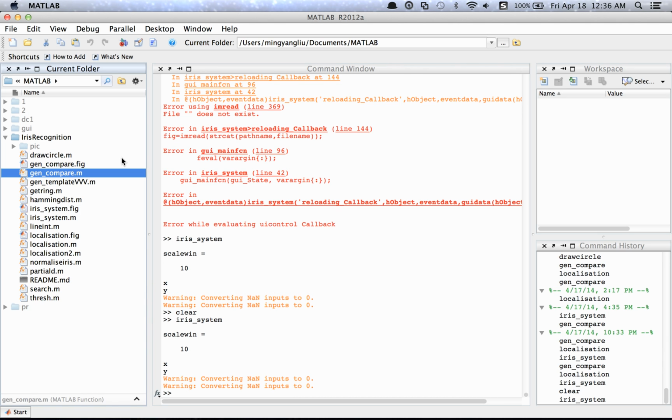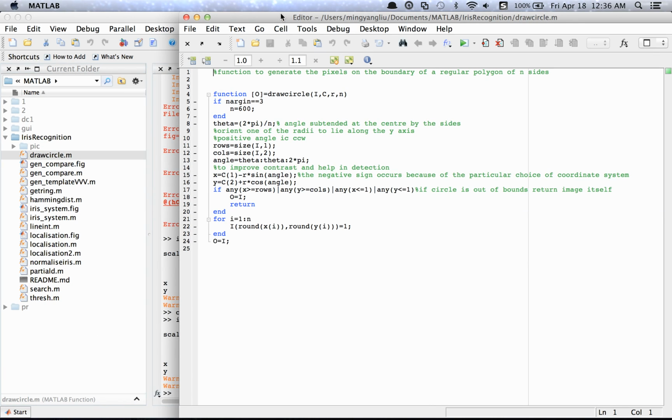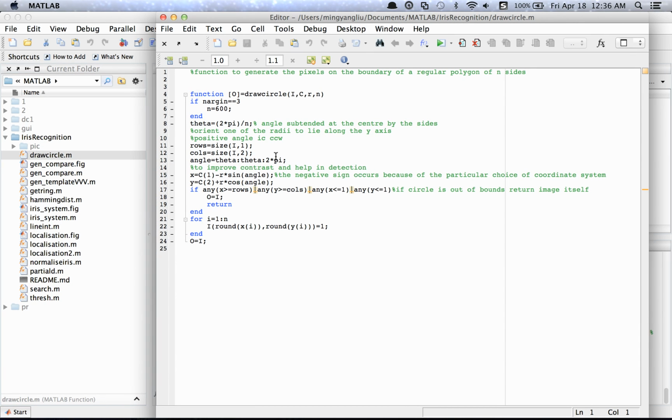First, let's look at some sub programs. The first one I want to introduce is drawCircle. This program draws a circle in the picture to locate the iris and the pupil area. The program includes a function to generate the pixels on the boundary of a regular polygon of n sides. So it doesn't indeed draw a circle. It just draws a polygon which approximates the circle.